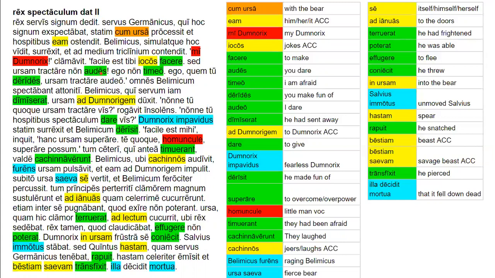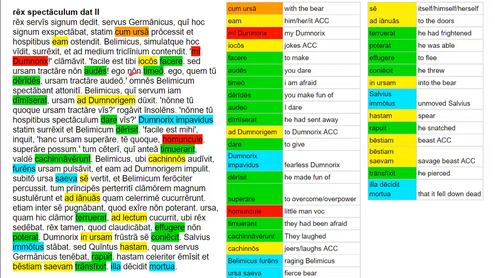And then here we go. Audes is our main verb here, and it's taking the complementary infinitive tractare. So you do not dare to handle a bear. And audes is where we get the word audacious from. Ego non timeo, ego quem tu derides, ursam tractare audeo. I do not fear. I, whom you make fun of, dare to handle the bear.